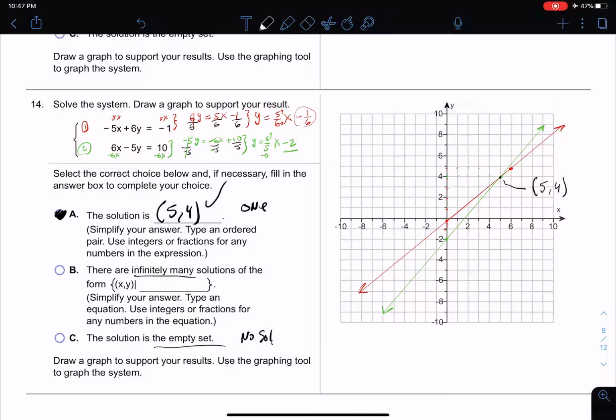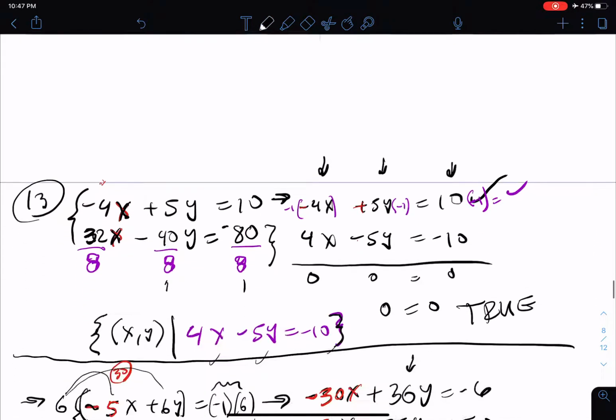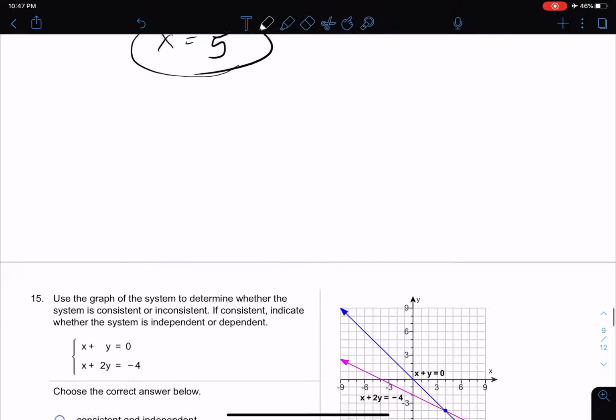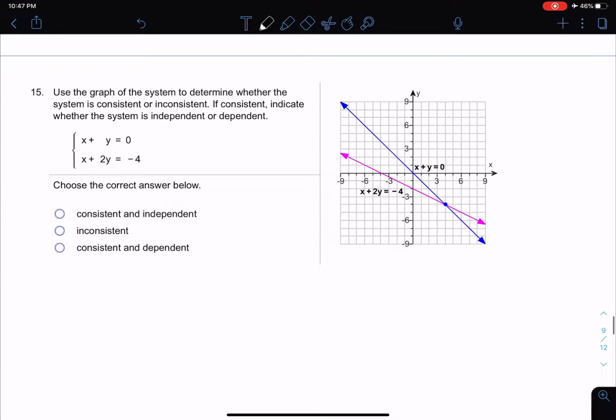Now, this no solution, I just want to make sure I wrote that just to describe that's the empty set, and this is infinitely many. That wasn't our solution. Our solution was 5, 4. Okay, let's move on. Let's move on to the, is it the last problem? Are we there? Yes, the last problem. And the last problem's already done for us.